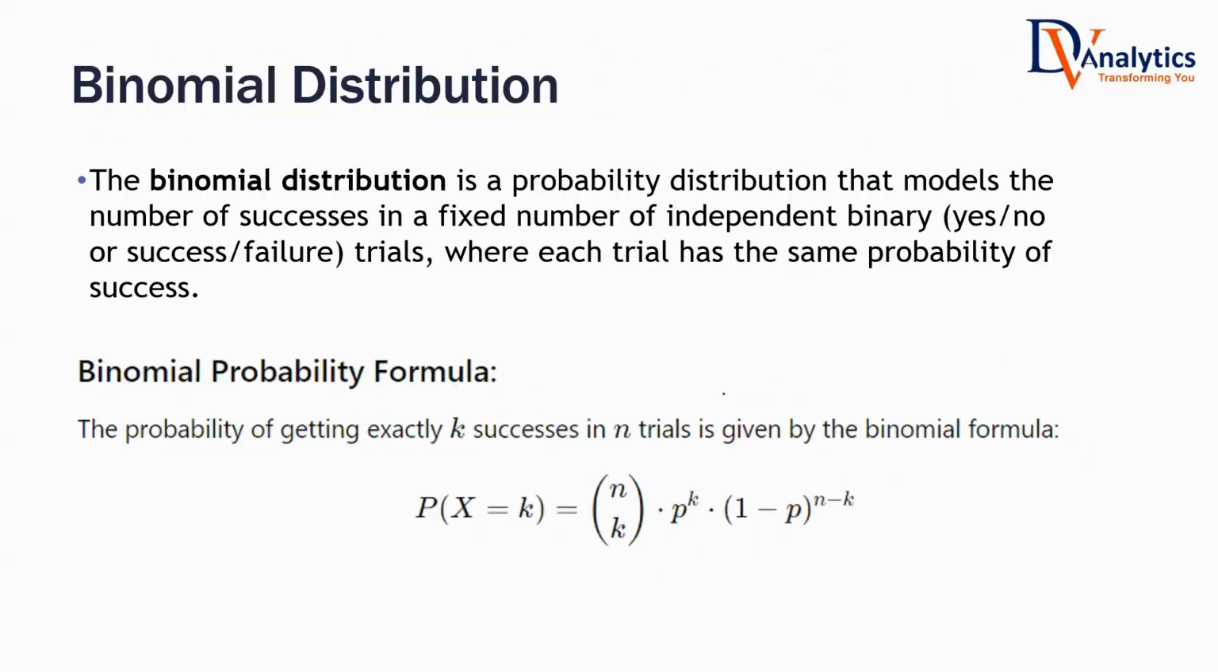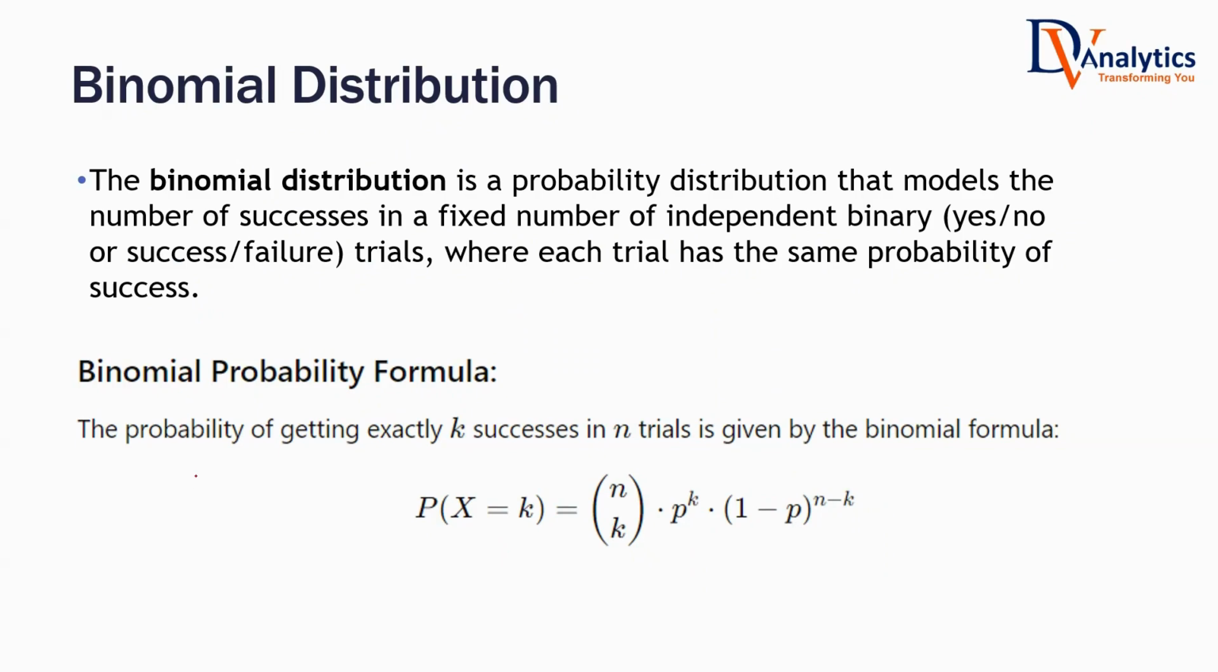The binomial distribution is a probability distribution that models the number of successes. For us, what I have defined as success, where is my bet on which side? What is my success in my experiment? We are always talking about what? Number of heads. So the heads. The number of successes in a fixed number of independent binary yes or no, success or failure trials. We have done three trials, four trials, or two trials like that, where each trial has the same probability of success.